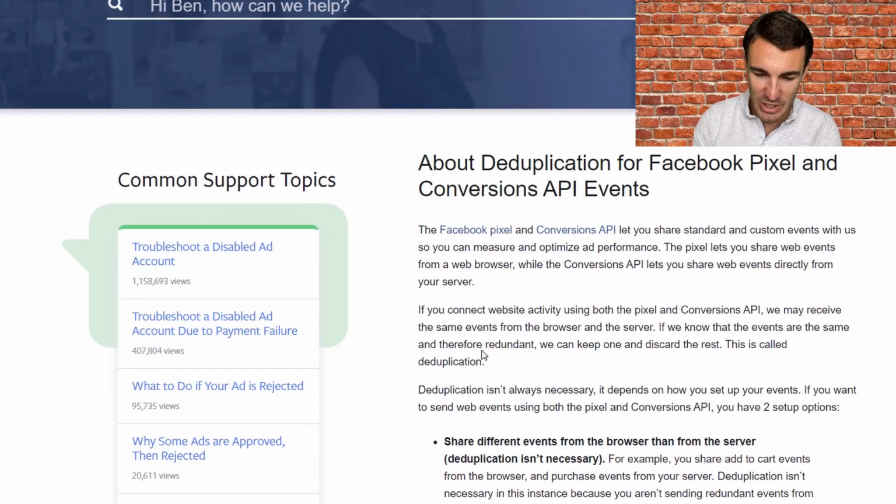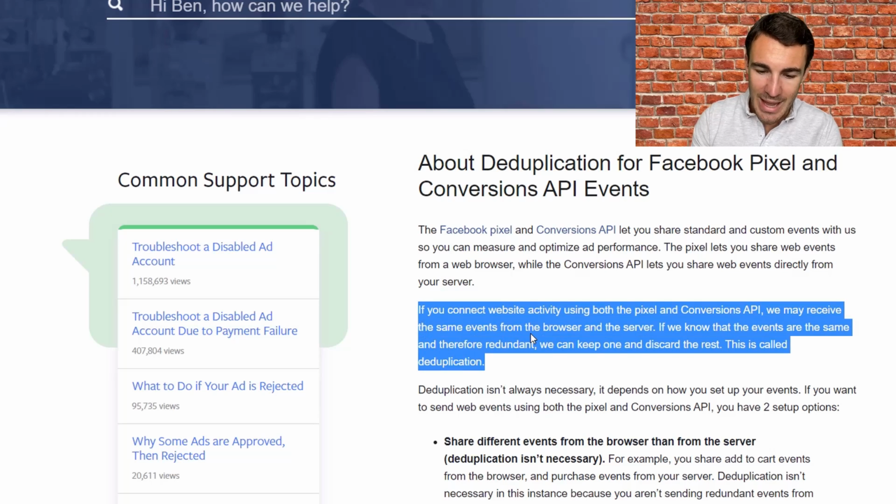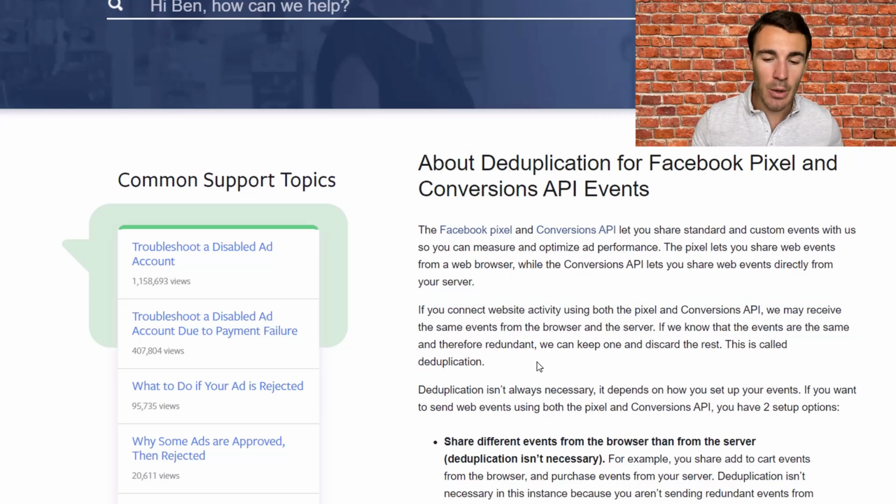And you can see Facebook actually have some more information in here, okay? If you connect website activity using both the Pixel and Conversions API, which is what I recommend, we may receive the same events from the browser and the server. Pixel is browser, Conversions API is server. If we know that the events are the same and therefore redundant, we can keep one and discard the rest. This is called deduplication.